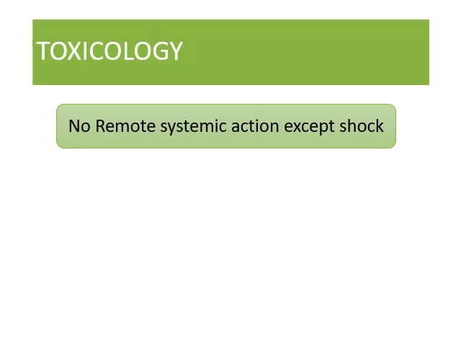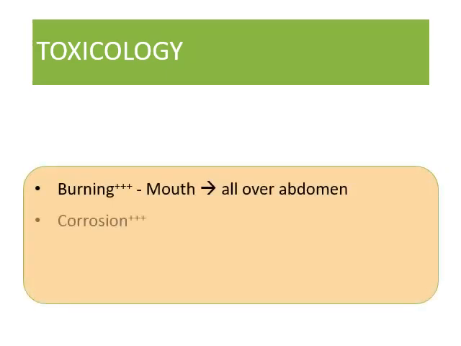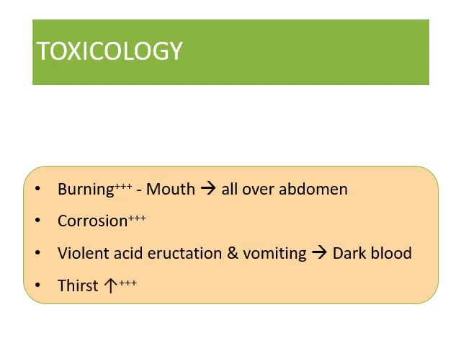And the main toxicological feature of these acids: as soon as you take an acid, it will be burning like anything, burning all over from the mouth, all over the abdomen, the GIT. The corrosive effect of acids and the tendency to form ulcerations, you already know. There will be violent acid irritation and vomiting. And the vomitus will mostly consist of altered blood or dark blood, coffee ground vomiting, something like that, which you will get in poisoning of acids, right? And of course there will be intense thirst.